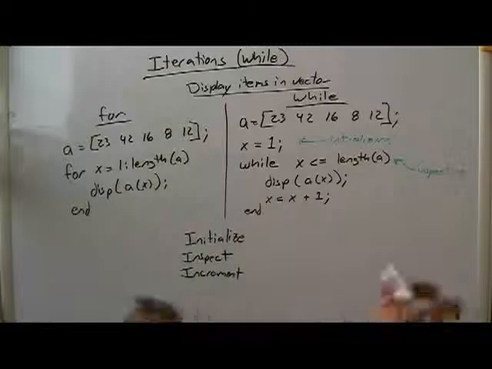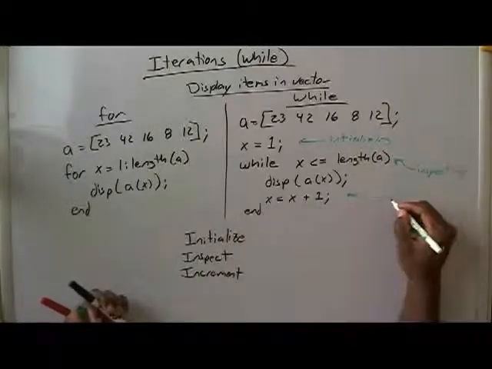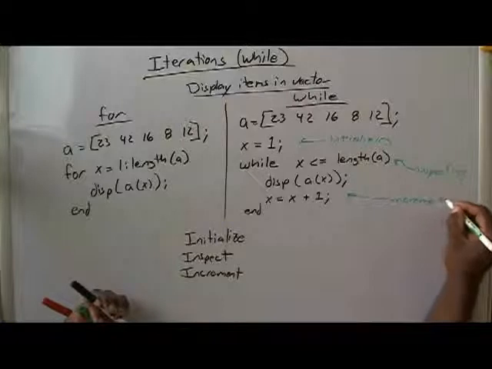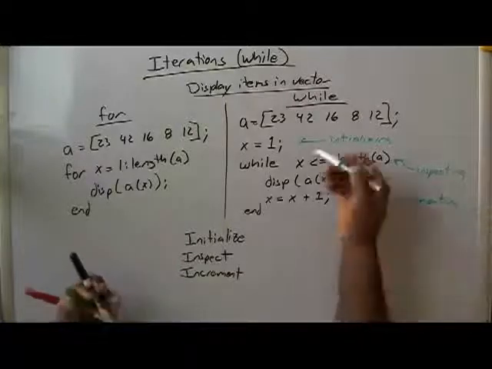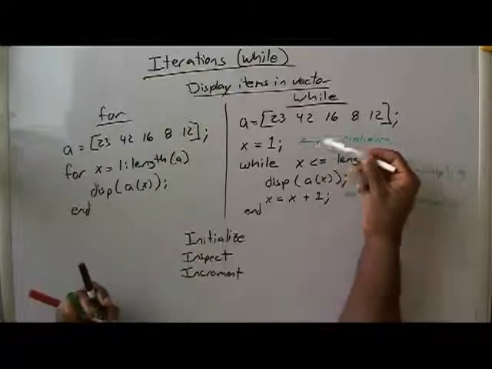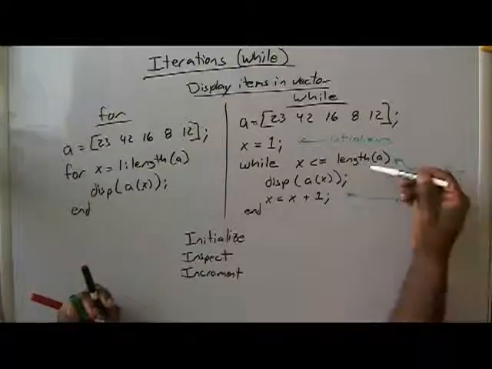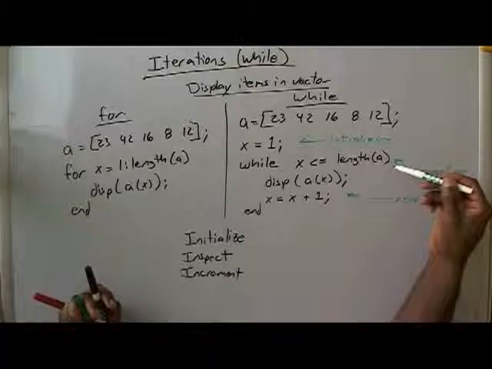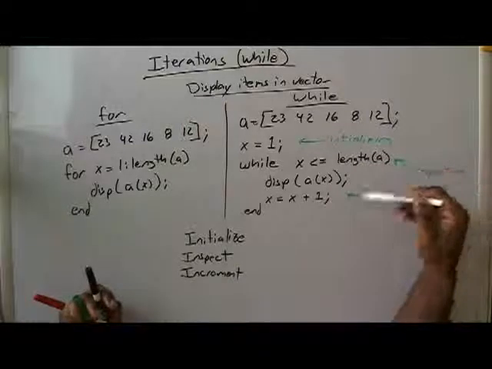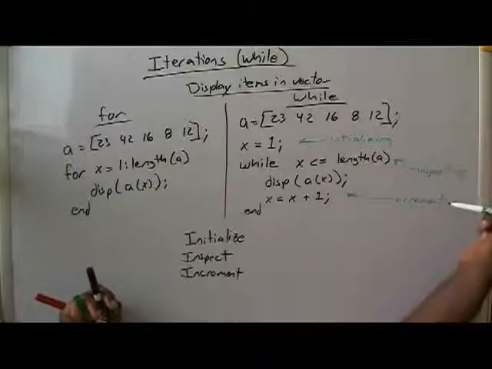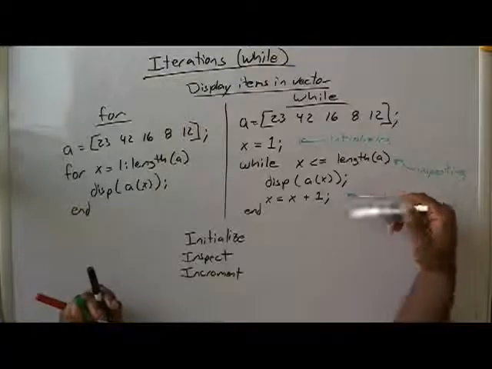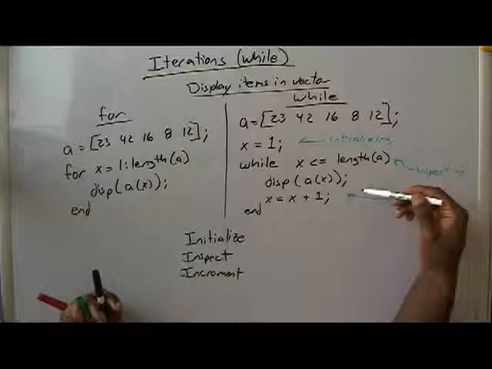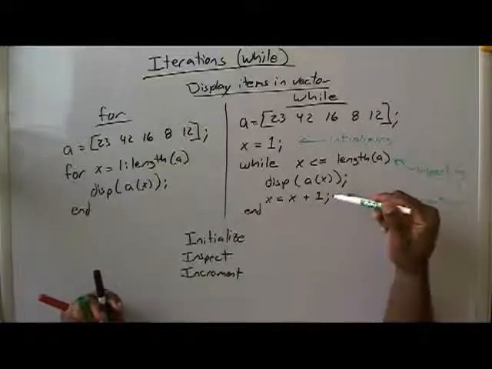So this is the incrementing part. Okay? We initialize x equal to 1. We inspect x at the top of our while loop here. We inspect x to see if it has reached our terminating condition, to see if we should continue with the loop or not. And then we increment x every time, so we're getting closer to our terminating condition. Because if we don't get closer to our terminating condition, this loop will never stop.